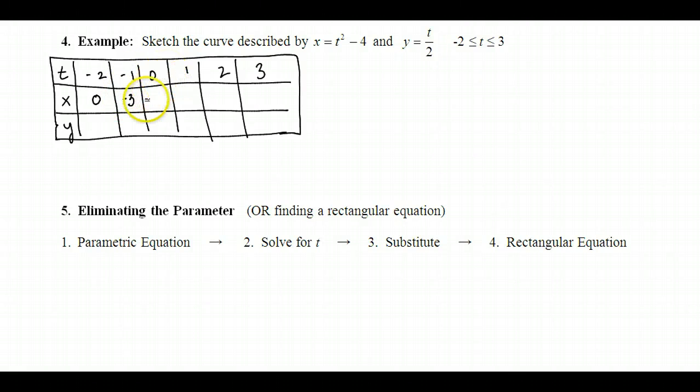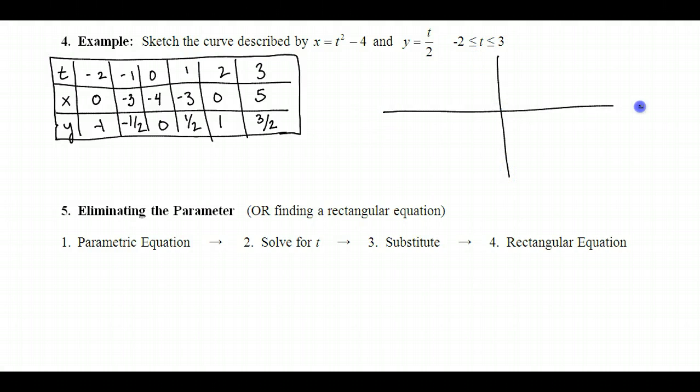Plug in a 0, -4. And pause this and complete the rest of the table. All right, now that you have your table completed, now it's just looking at the graph.